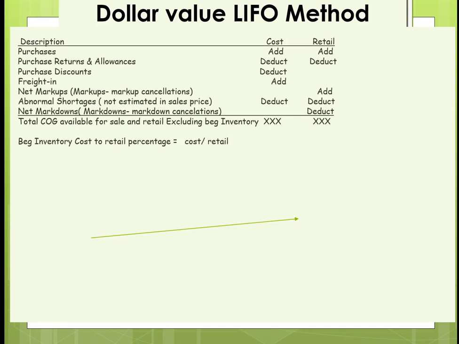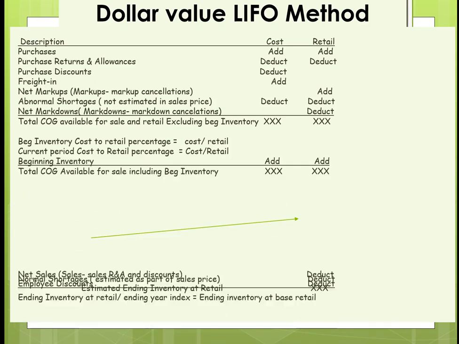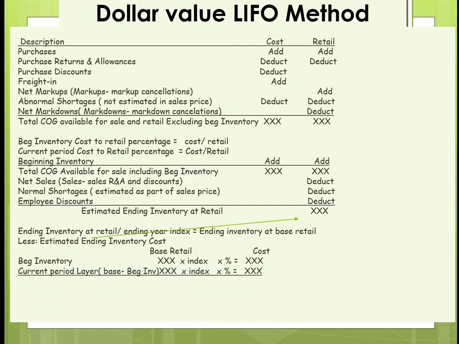Again, we're first going to get the beginning inventory percentage. Then we're going to get a percentage for the current period. Now we're going to estimate our ending inventory. We're going to have our base, and then we're going to use our index. Now remember, beginning inventory is usually going to be 1, and it's the current period that we're going to have to use the index on. And that's going to give us our ending inventory, which we can deduct to get estimated cost of goods sold.